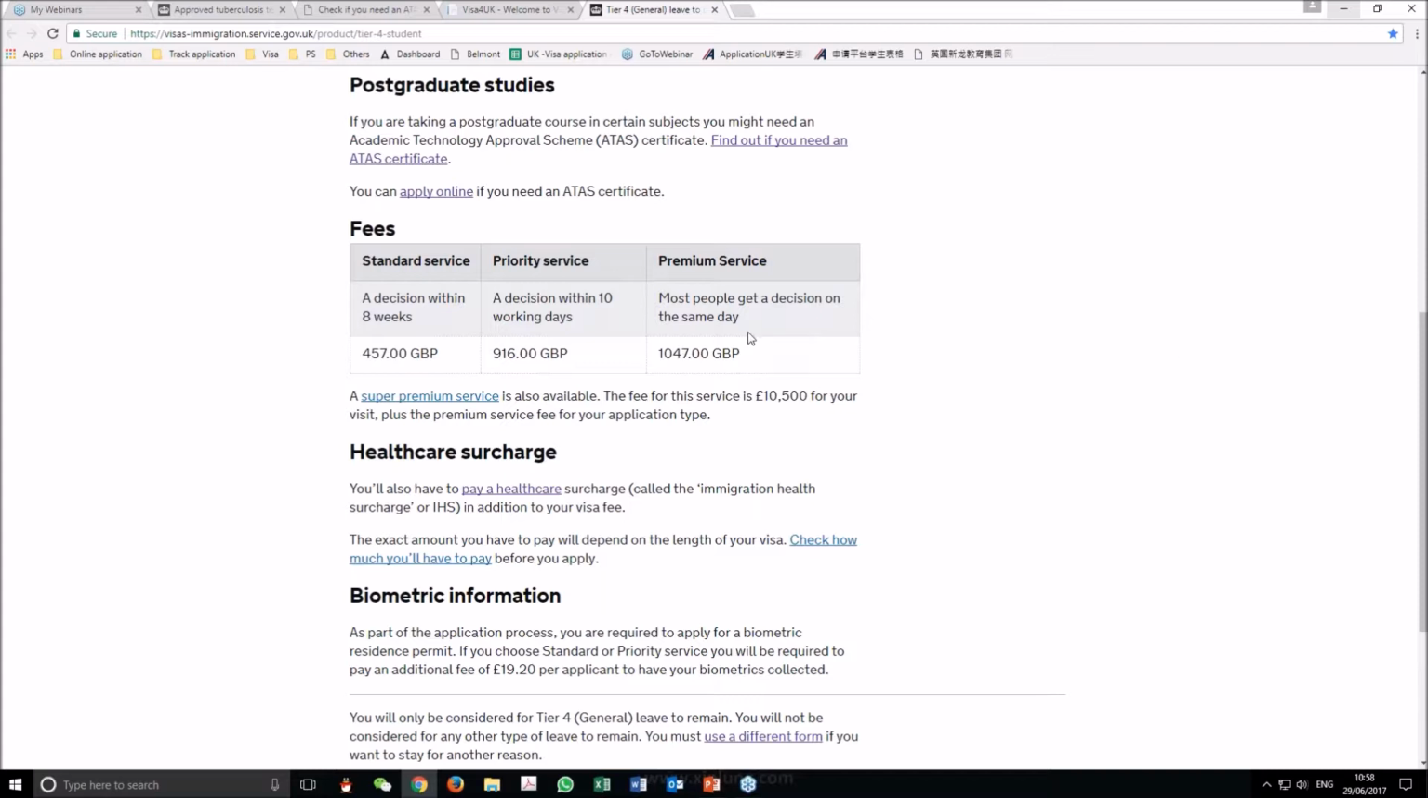And another way of handling our application is premium service. This means that you book appointments online and take all your documents to one of the public offices of Home Office in the UK. So you go to see the visa officer face to face and hand in your application documents in person, and this is £1,047. And as we mentioned before, we also need to pay the healthcare surcharge fees online during our application process.